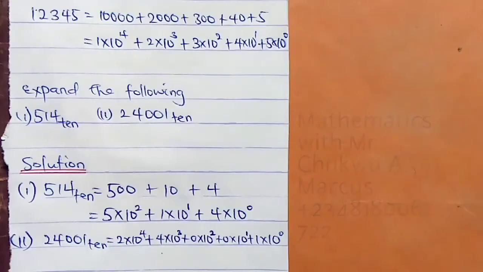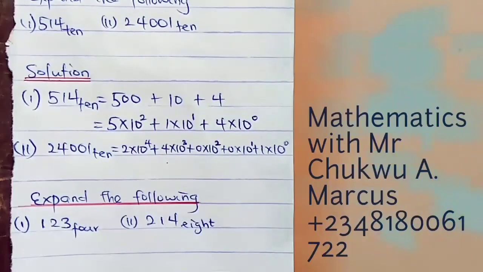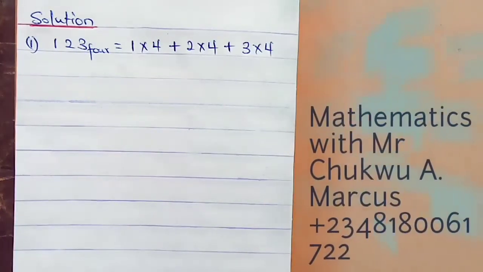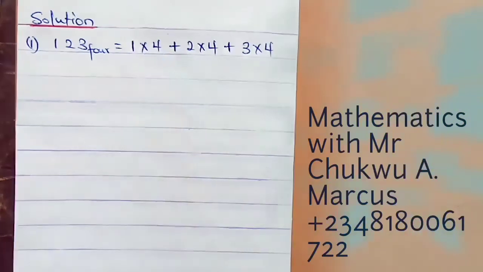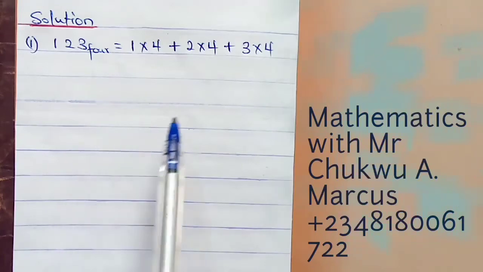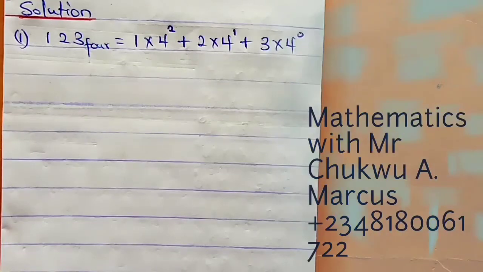That's the required expansion. Let's do this using other base numbers. Take these examples. Here you are asked to expand 123 in base 4 and also expand 214 in base 8. Let's do it as we did over here. The reason for these 4s is because we are dealing with base 4, and we need to add the powers from the right hand side: 0, 1, 2. Expanded.